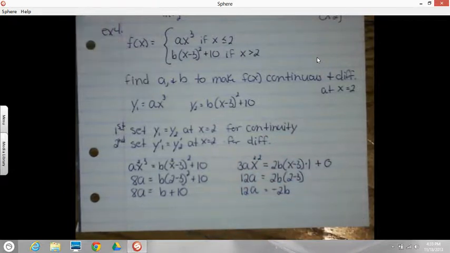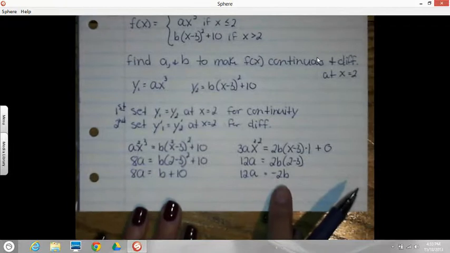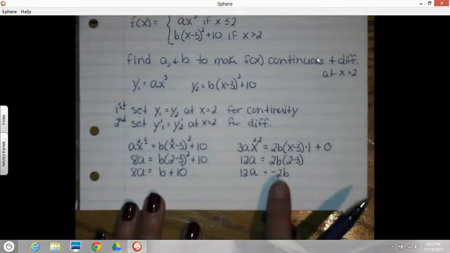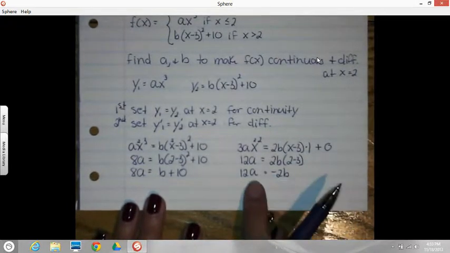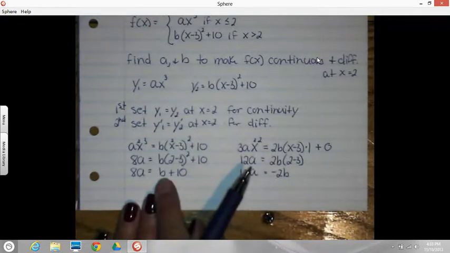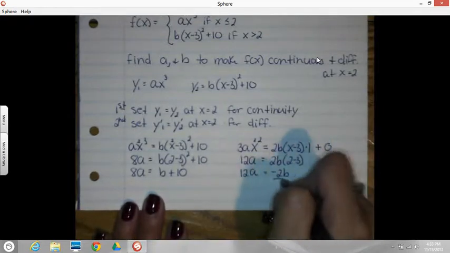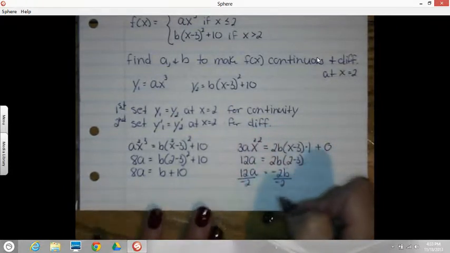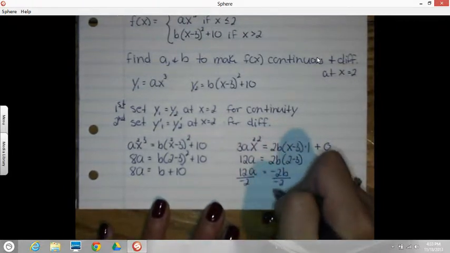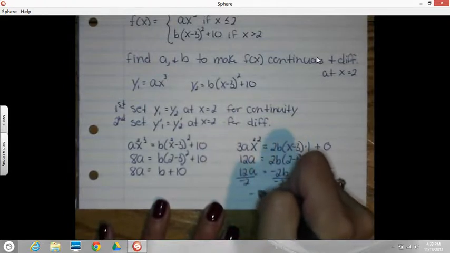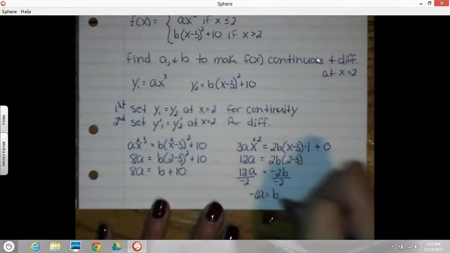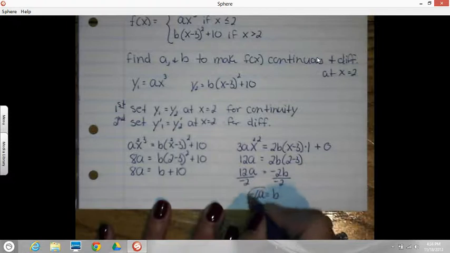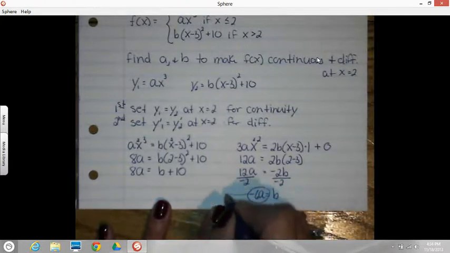So I've got two equations with two unknowns. I think I'd like to do this one with substitution. If I solve this one for b, I can substitute it in here. All I've got to do is divide by negative 2. I usually do linear combination, but I think this one's set up nicely for substitution. This will give us negative 6a. So now I can take this and substitute it in for the b.